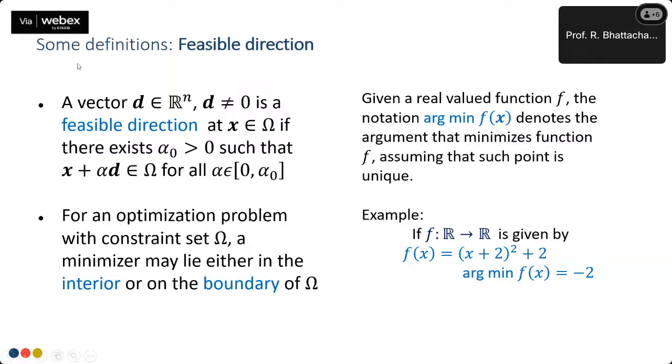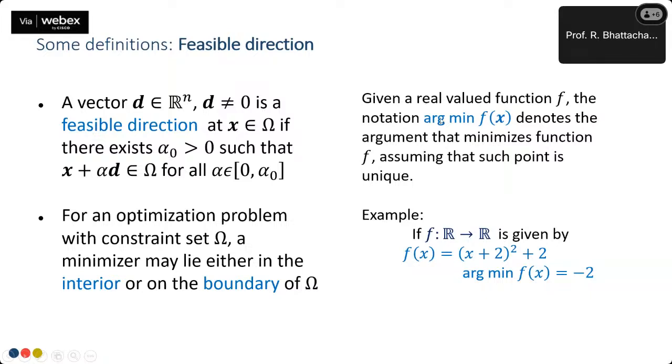Feasible direction is important because for an optimization problem within the constraint set omega, a minimizer may lie either in the interior region or on the boundary of omega. So we have seen x1, x2. So this is a 2D space. Similarly, as your number of variables increases, you will have higher dimensional spaces. And a vector d is called a feasible direction if it follows this property.